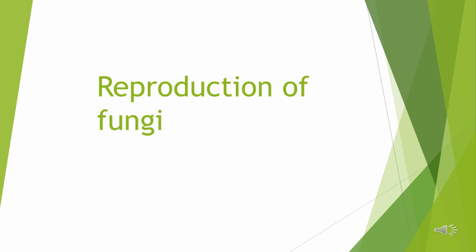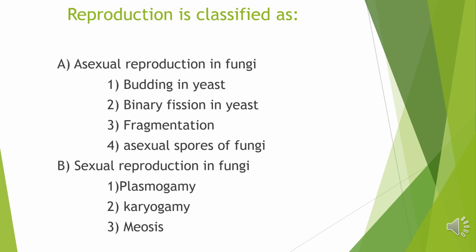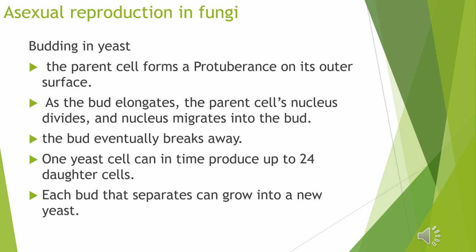Let's see how fungi reproduce by various methods. First, fungal reproduction is classified in such ways: sexual reproduction and asexual reproduction. In sexual reproduction, there are three ways: plasmogamy, karyogamy, and meiosis. In asexual reproduction, there are four ways: asexual spores of fungi, fragmentation, binary fission in yeast, and budding in yeast. So, first let's see how fungi reproduce asexually.